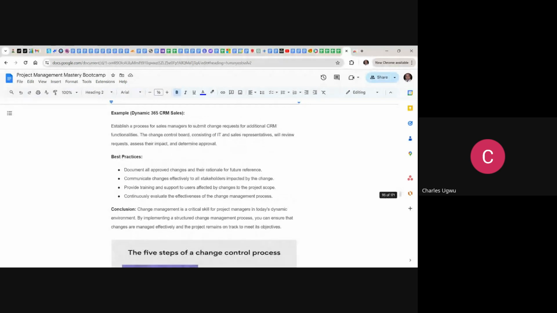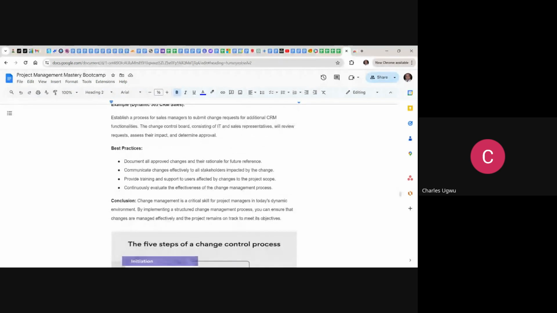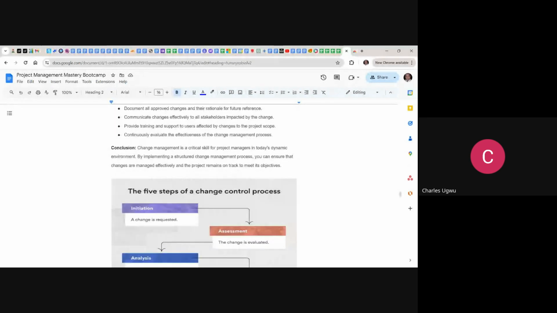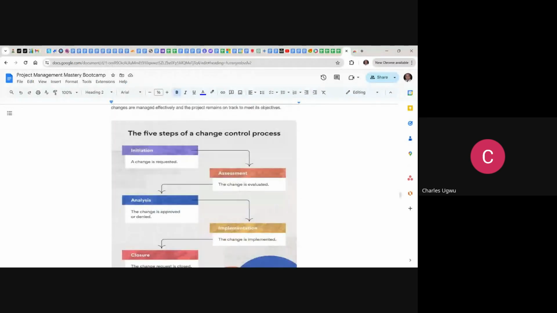So the best practice here is to document all the changes and their rationale for the changes. Communicate change effectively to all stakeholders impacted by the change. Provide training and support to users affected by the change to the project scope, and continuously evaluate the effectiveness of the change management process. So that is about change management. And these are the key steps in trying to create a change.